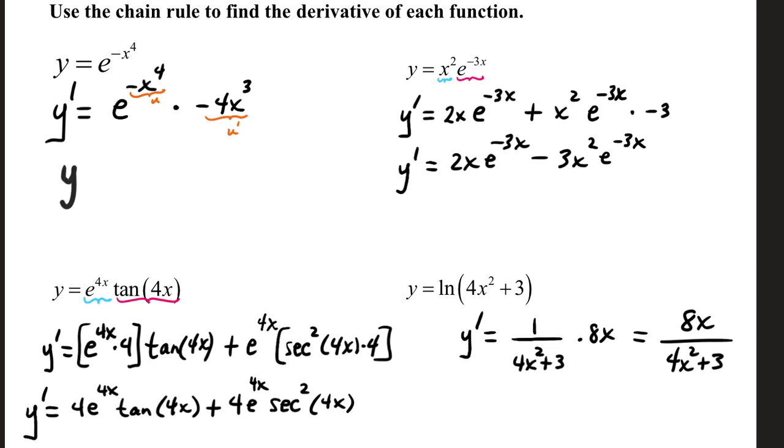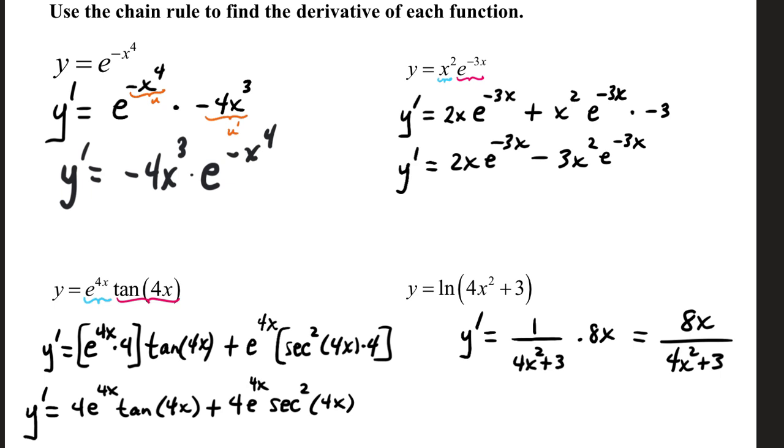Most of the time with e's, if there's anything extra in the function, you'll write it and put the e at the back. There's no rule says you have to, but most of the time in math, that's what you'll find: the e term will always come second. I'm going to put a little dot there to represent multiplication.